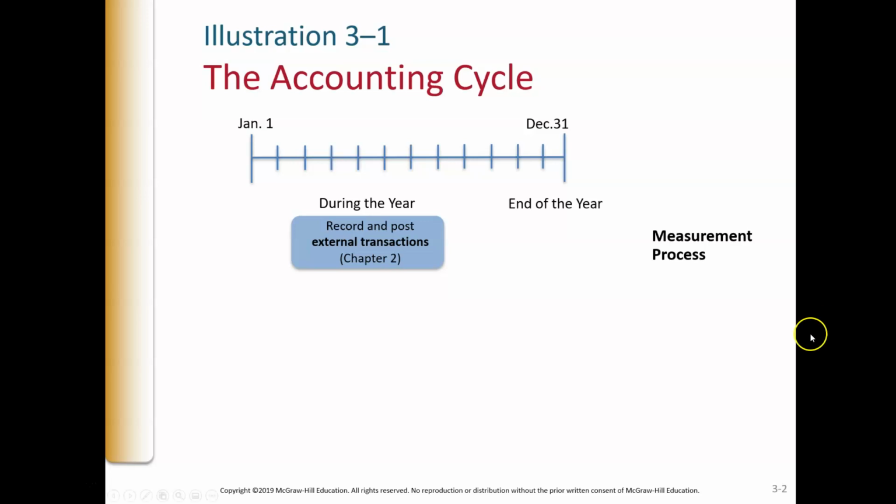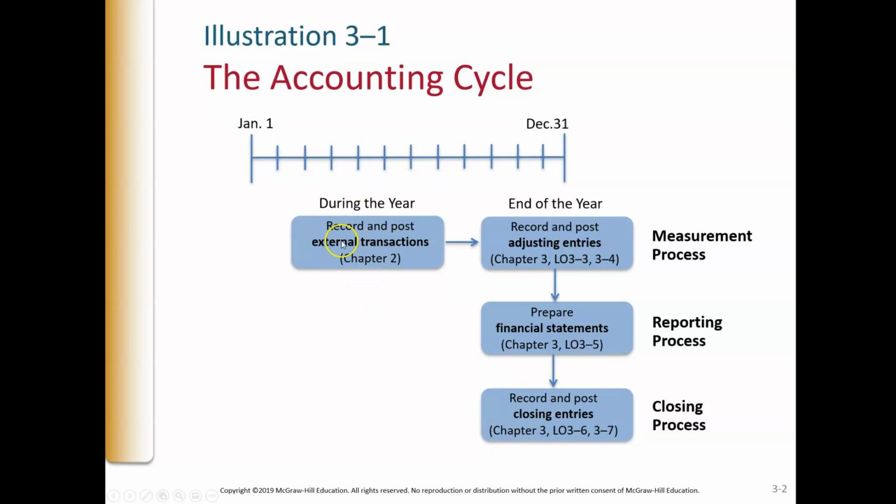So here's the whole analyze, journalize, and post. So you record and post external transactions. Now you're going to record and post your adjusting entries, prepare financial statements, and do closing entries. So this last column is what we will do this chapter.